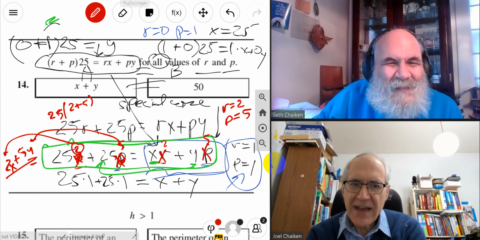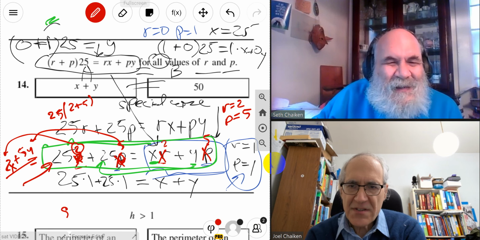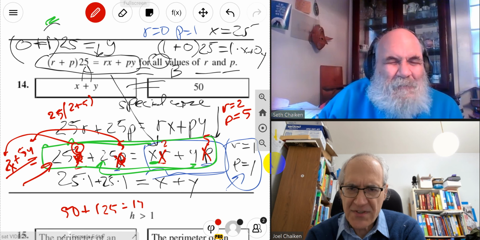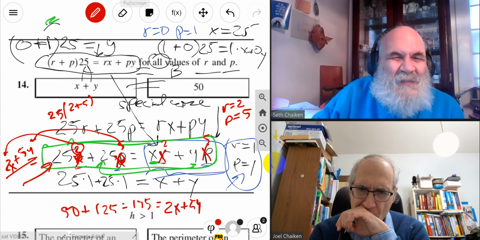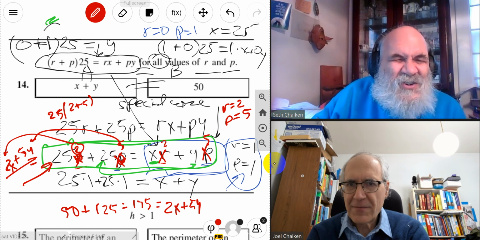I see that if I go my route, you could really go crazy with all the numbers. This is 50 plus 125, which is 175. And this is 2x plus 5y. Maybe it's easier to see what's going on from algebra by interchanging stuff.